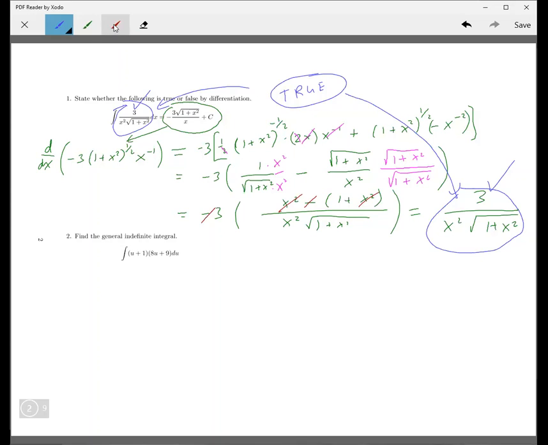Okay. Number 2, find the general indefinite integral. Okay, so when you have something like this, it's a product. Taking indefinite integrals of products is kind of hard, actually. There's no product rule for that. The closest thing would be integration by parts, which we will learn later, or maybe next semester, I'm not sure. It's much more complicated to take an indefinite integral of a product, I'm sorry.